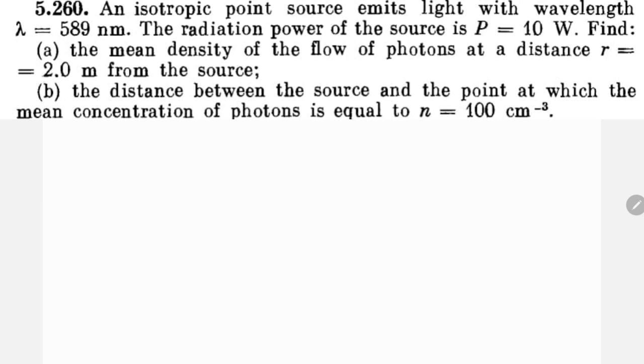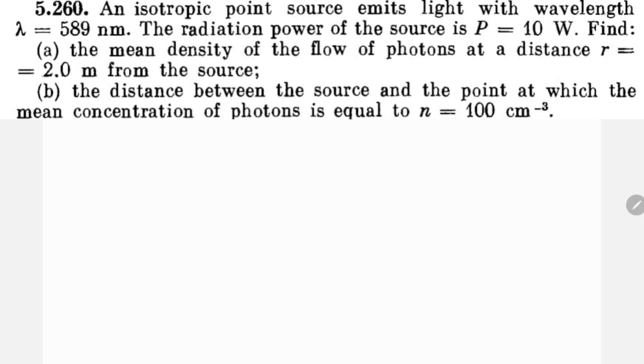The problem is stating an isotropic point source emits light with wavelength 589 nanometer. The radiation power of the source is 10 watt. Find the mean density of the flow of photons at a distance of 2 meter from the source.